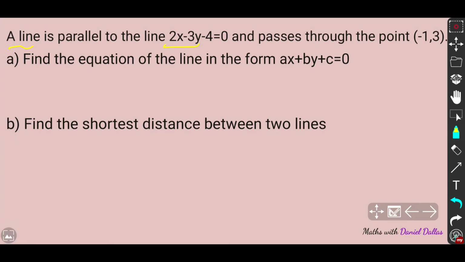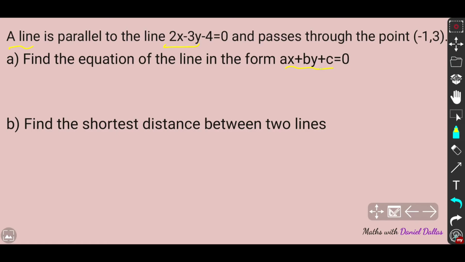So we consider it in general form, but if you go back to gradient-intercept form, you'll definitely have the gradient 2 over 3 for the second line as well as for the first. So that's easier, because we need to give our answer in general form, sort of linear form.